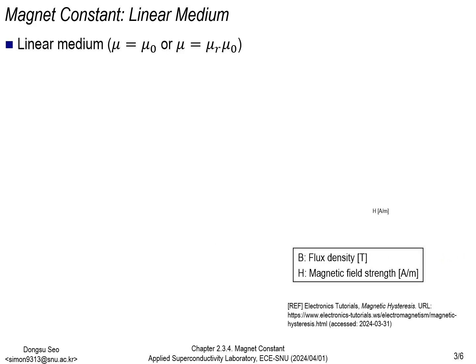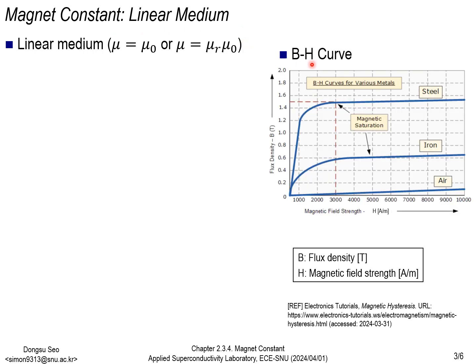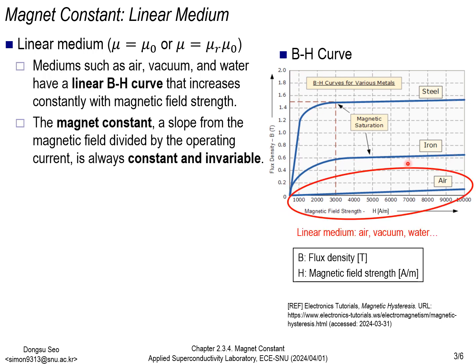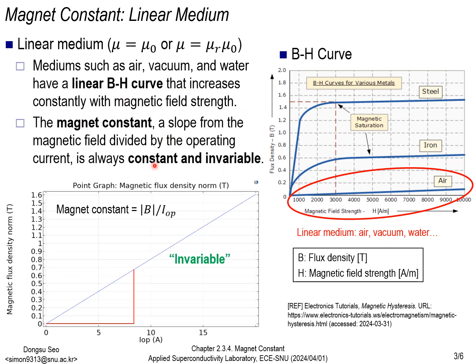First, let us discuss the magnet constant's characteristics depending on the medium's properties. The graph on the right represents a BH curve. Materials with constant permeability, such as air, show a linear BH graph, as shown in the red circle. Therefore, the magnetic field divided by the operating current remains constant. It is important to note that regardless of the operating current, the slope of the magnetic field graph remains constant with respect to the operating current.